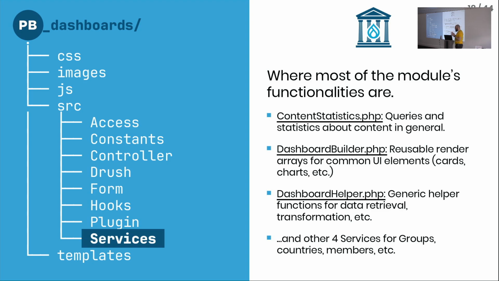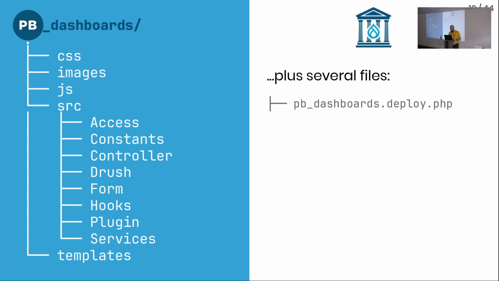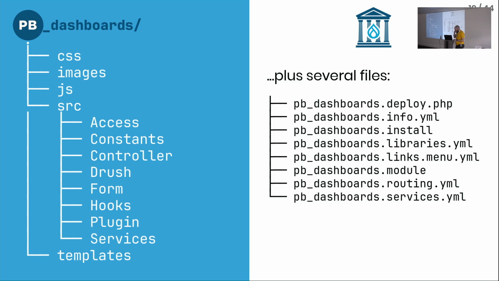And here we had the functions and queries grouped per content, per group, per members, and then we had some more specific files that helped us with actually rendering the components in the front end, and also some functions that helped us with data retrieval, transformation, encoding, and so on. And finally, some files like routing, deploy, install, some usual, some not that usual, but they completed the module's functionality.